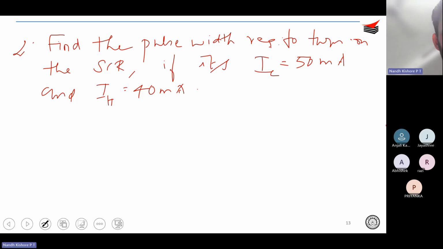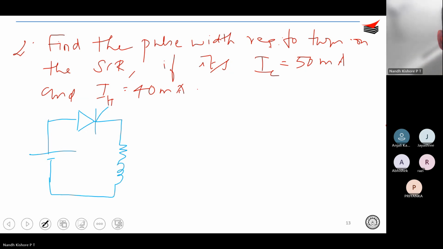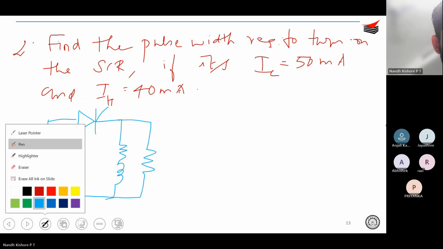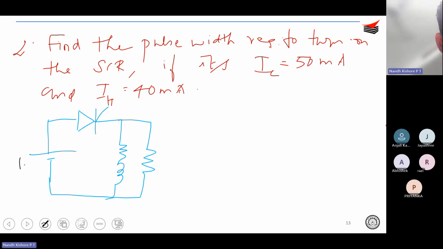So the circuit is, we have the SCR over here. And then this is 100 volt, 20 ohms, this is 0.5 henries and it is 5 kilo ohms.